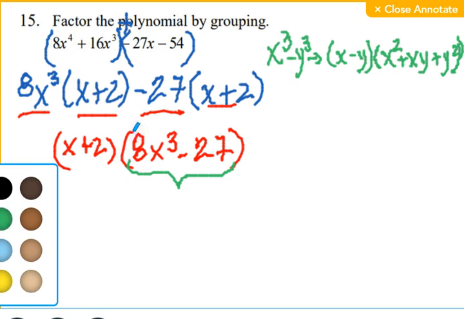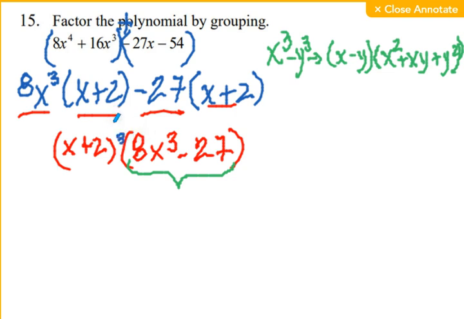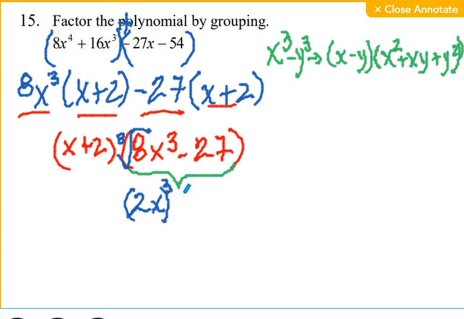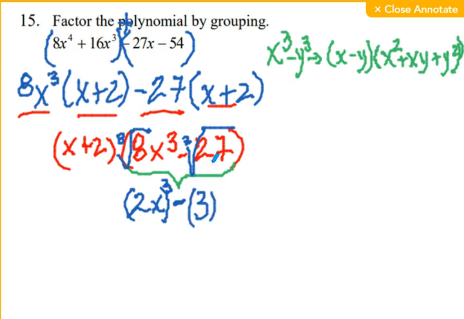How can we write 8 as a cube? Well, we take the cube root of 8. What is the cube root of 8? 2. Cube root of x cubed, x. So now we can write this as 2x to the third power minus the cube root of 27, which is, yeah, 3 to the third power. So now we just use this pattern so that we can find our factors.